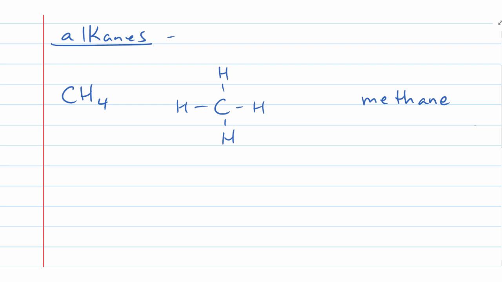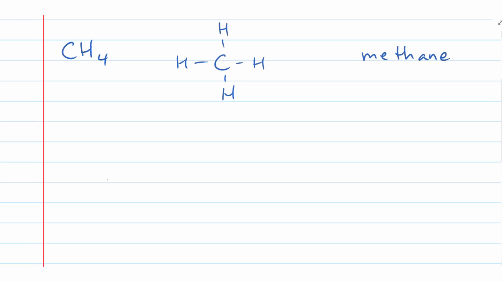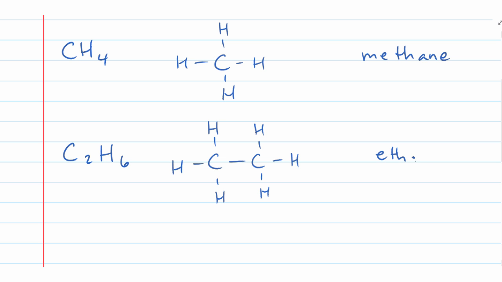If we go on to the next one, and don't worry, we're not going to look at all of them. We're just going to try to learn the trend here. This one now, if we look at its formula, or its structure, we see we have the two carbon atoms joined together, and then we surround it with the hydrogens. We need to remember, of course, that carbon is always going to make 4 bonds. Hydrogen will always make 1 bond. So if we look at the formula for this, it's going to be C2H6. And the name of this one is ethane.